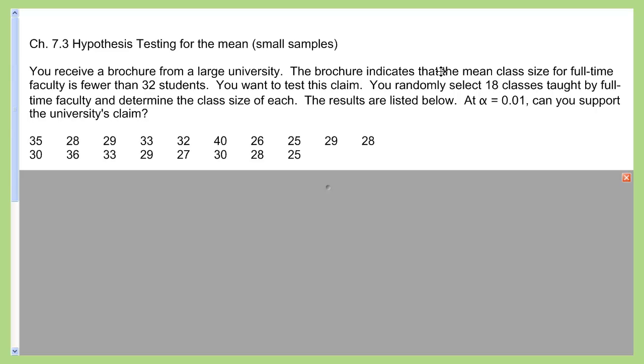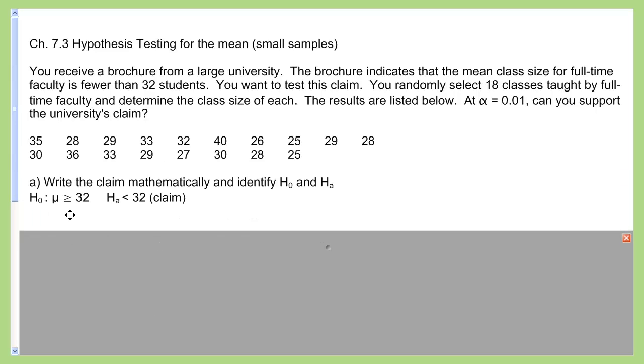The brochure indicates that the mean class size for a full-time faculty is fewer than 32 students. You want to test this claim. You randomly select 18 classes taught by full-time faculty and determine the class size of each. The results are listed below. At alpha equal to 0.01, can you support the university's claim? And these are the 18 classes that are listed.